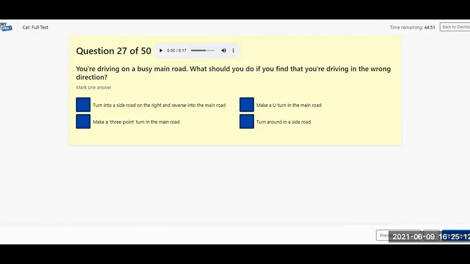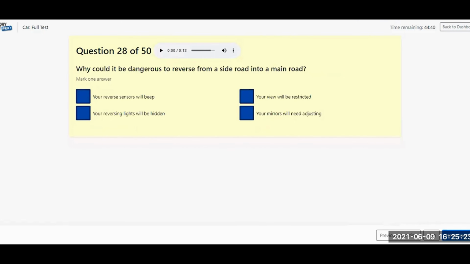You are driving on a busy main road. What should you do if you find you are driving in the wrong direction? So let's say by mistake you enter in no entry. So turn around in a side road. So that means leave that road and go to a different road then.